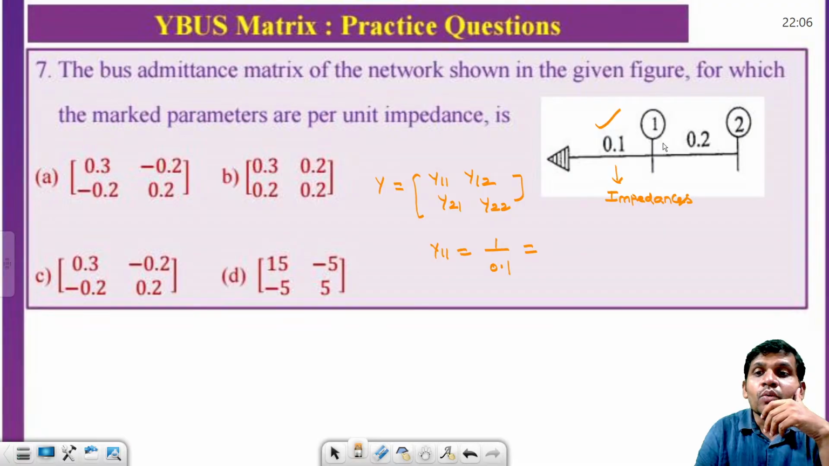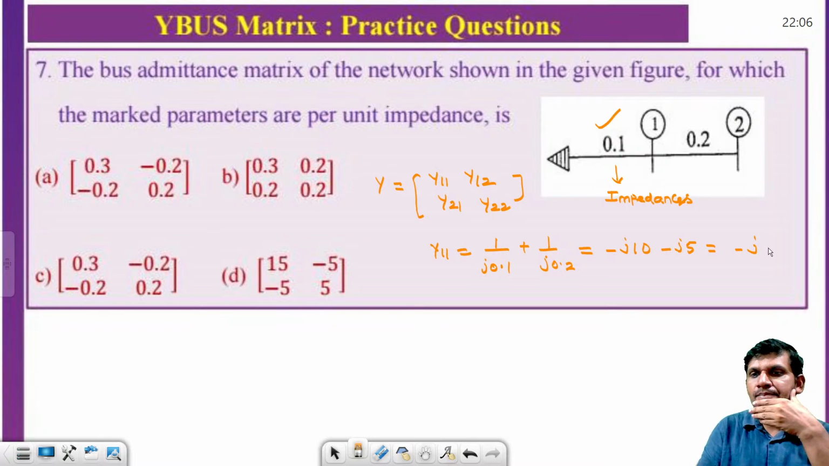1 is connected, and 0.2 is also connected. 1 by 0.1, or you have to take impedance, so 1 by j0.1 plus 1 by j0.2 is minus j10. This is how much? Minus j5 is equal to minus j10. Okay, minus j5.